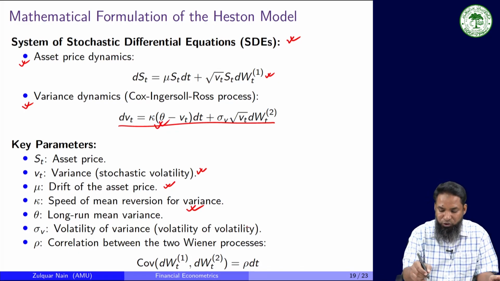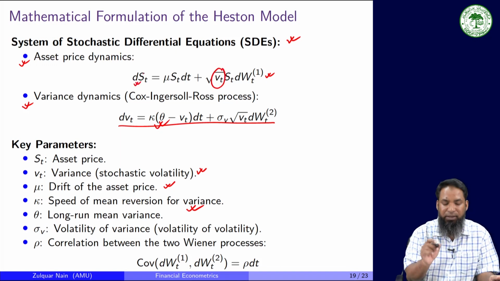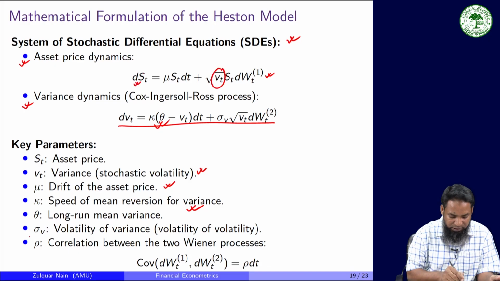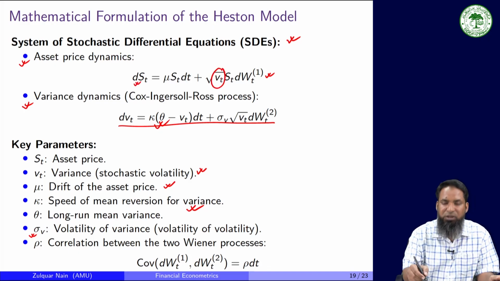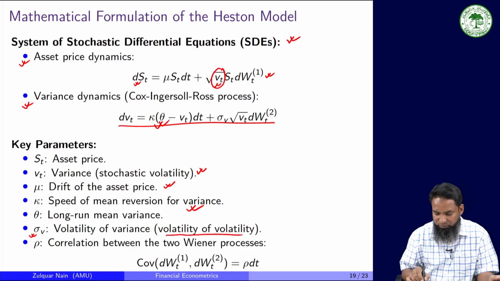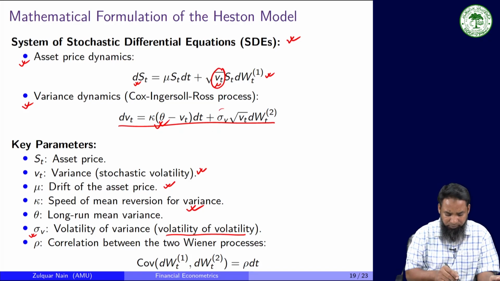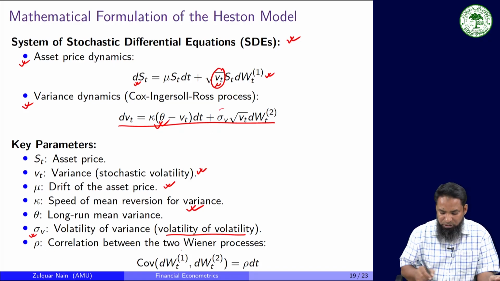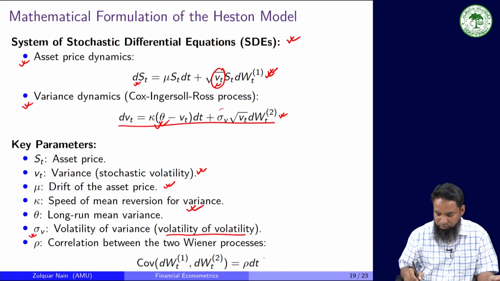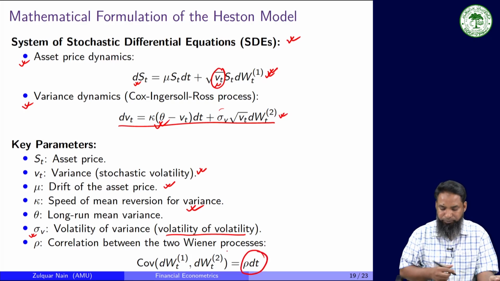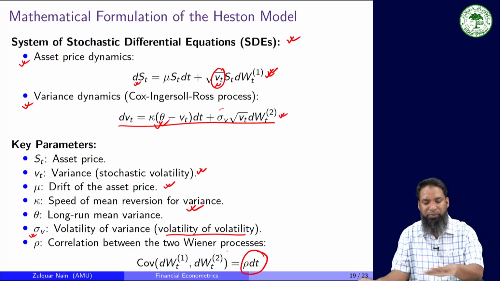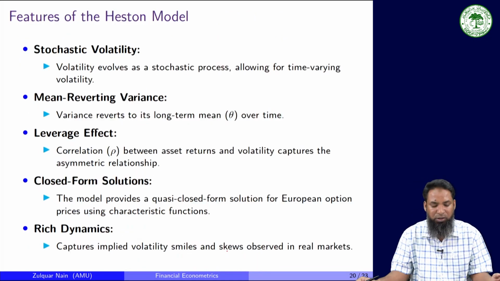Because here we are assuming Vt is the volatility of this particular asset, and sigma v is the volatility of this particular volatility. That's why we call it the volatility of volatility, which we have incorporated here. Then rho is the correlation between the two Wiener processes, that is this one and this one, so rho dt here. So this is the mathematical formulation of the Heston model.